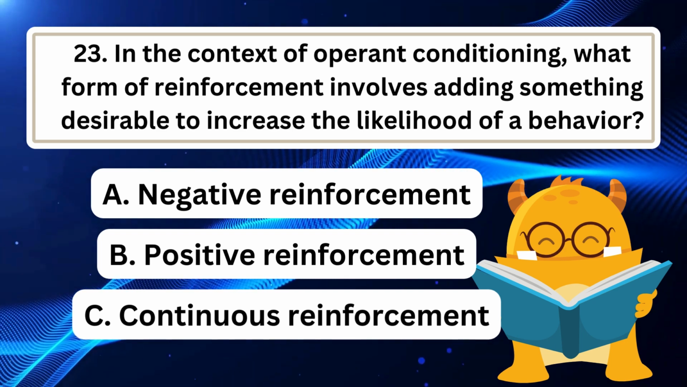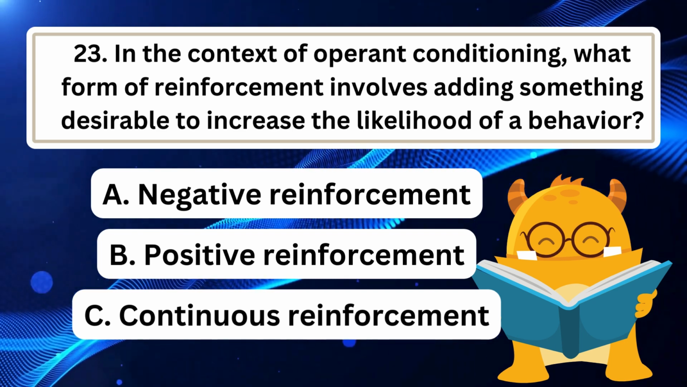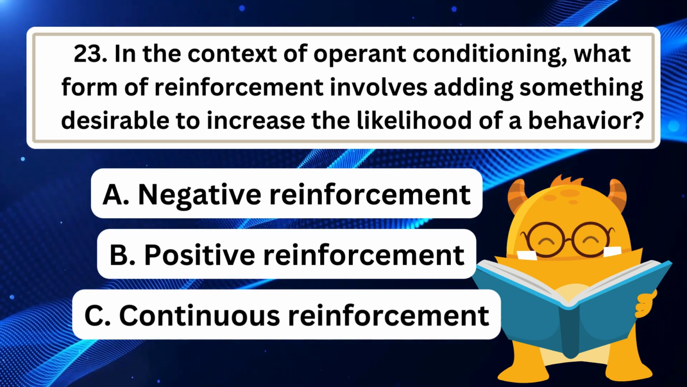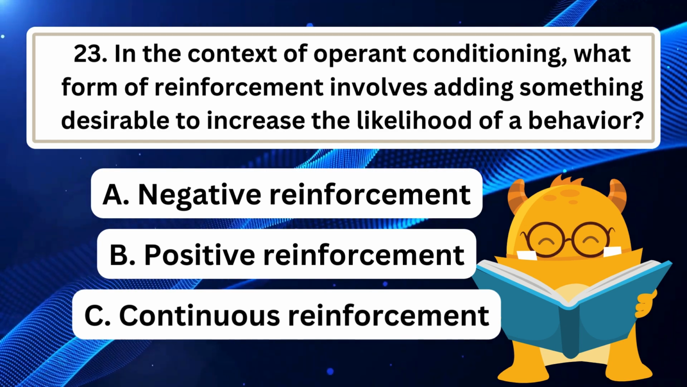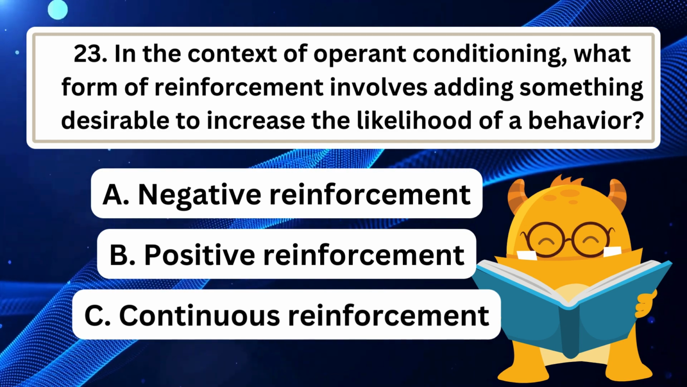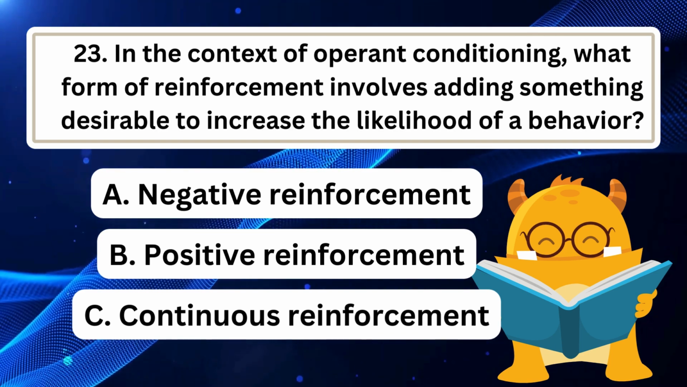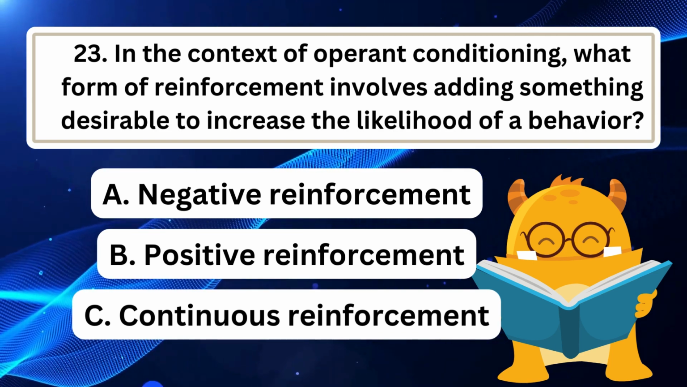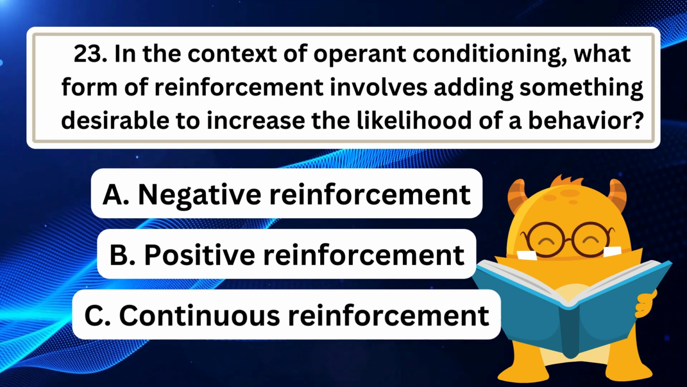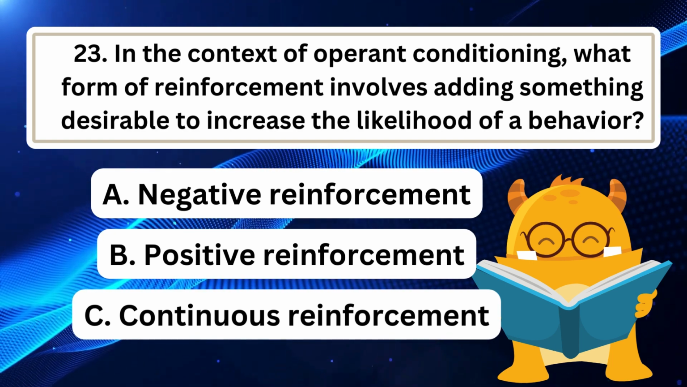23. In the context of operant conditioning, what form of reinforcement involves adding something desirable to increase the likelihood of a behavior? A. Negative reinforcement. B. Positive reinforcement. C. Continuous reinforcement.